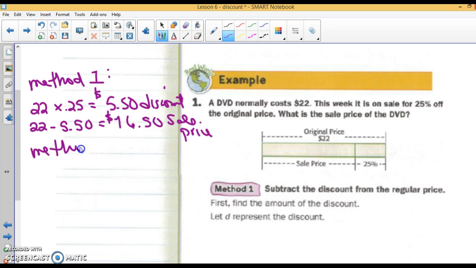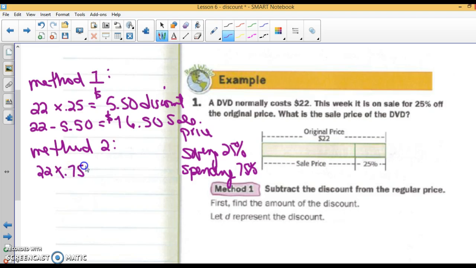Method two. Now, think about this. If you are saving 25%, doesn't that mean you are spending 75%? Because it has to be 100%. So let's do 22 times 0.75, because we want to find out what 75% of that is. And that takes me directly to $16.50, which is my sale price. Again, method 2, way quicker.